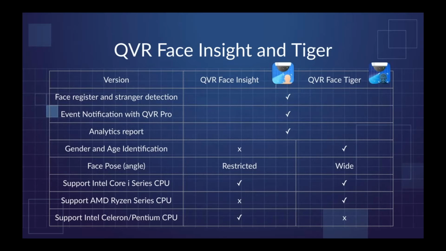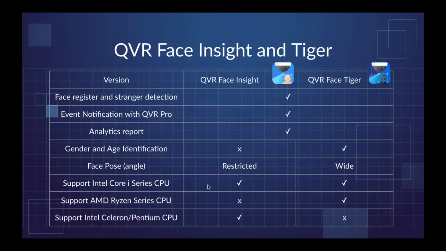And then also with face pose or angle, basically with QVR Face Insight, the face will have to have a more direct angle to the camera to be recognized, whereas with QVR Face Tiger, it's more flexible with the angle at which a particular person's face can be facing the camera. So it'll be easier to pick up the various faces with QVR Face Tiger. And both QVR Face Insight and QVR Face Tiger are supported by Intel Core i series NAS models.